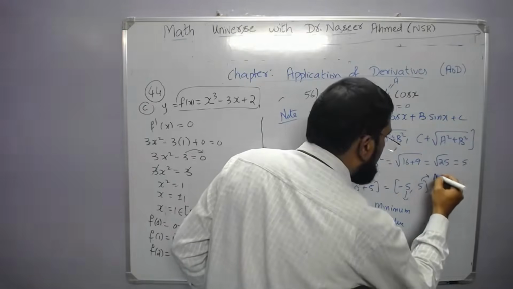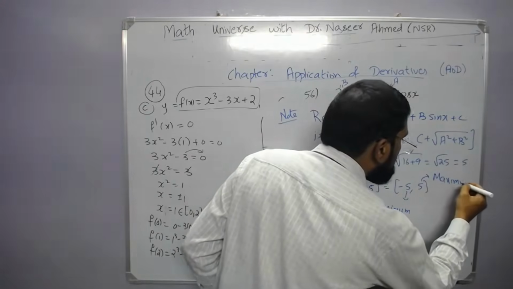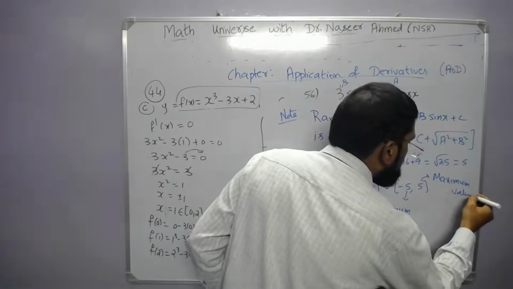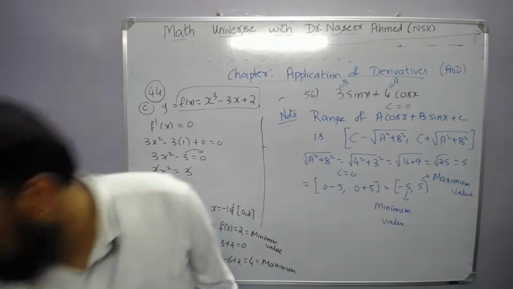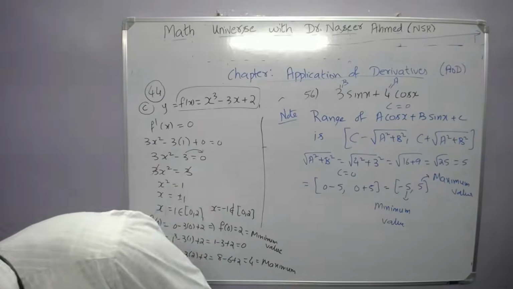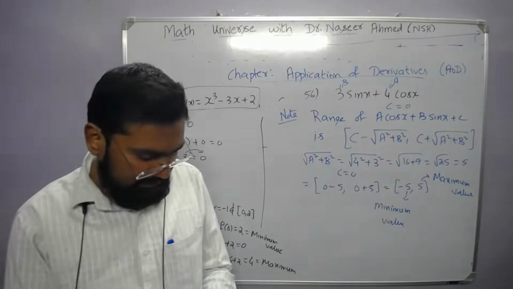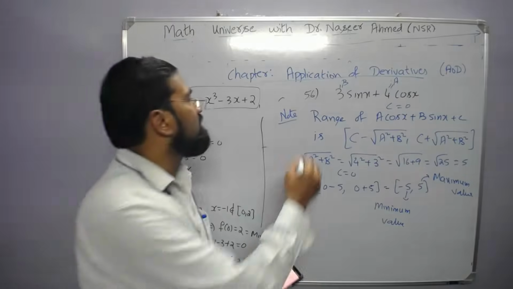And this will be the maximum value. I hope this is clear. So now let us move on and see which is the correct option. Oh, yes. So option B, minimum value.